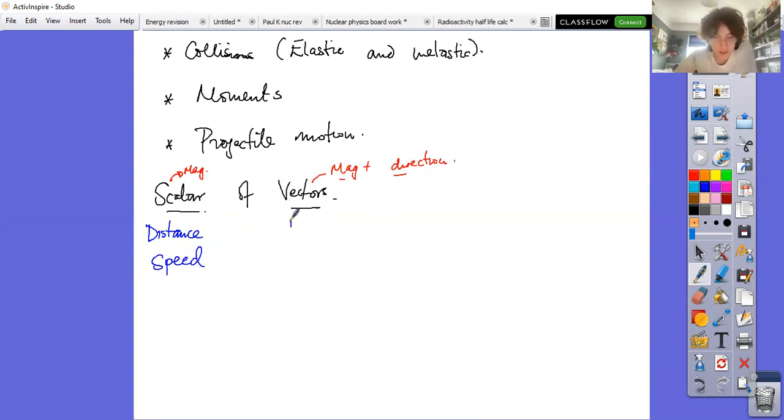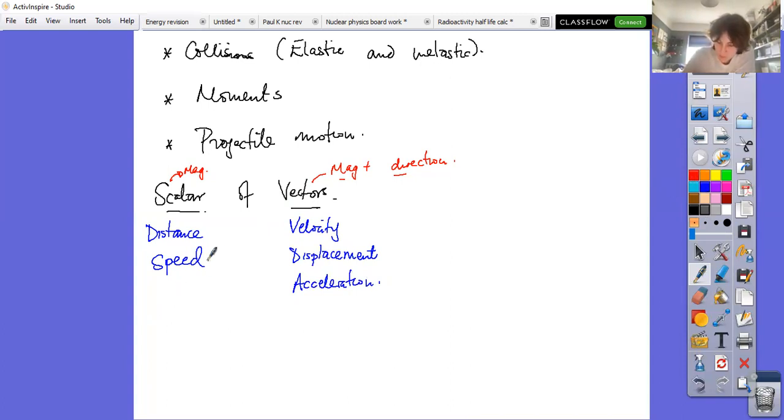Velocity and displacement. Correct. Displacement, correct. Any others? Acceleration. Correct. Now let's just look at formulas we use to calculate some of these things.